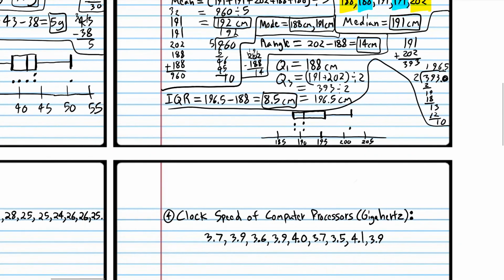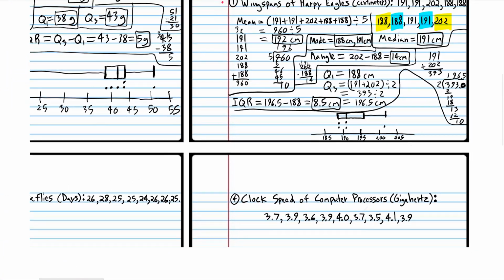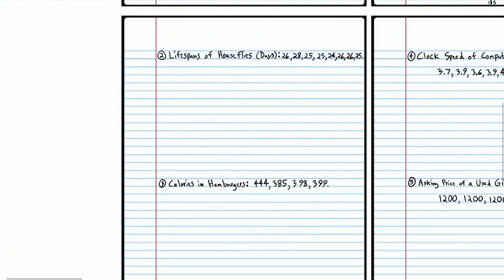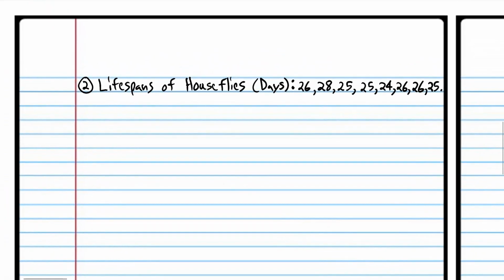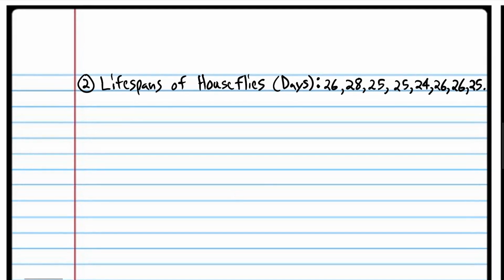All right, so let's go on to number 2. Now we're going to do lifespans of houseflies. You may be surprised to find that houseflies, the flies that land in your food at home, they usually only live for about 24 days, 25, 26 days. So let's find the numbers. Go ahead and find the mean. And when you're done, we'll come back and do it together. All right, we're back. The mean is the sum of all the numbers.